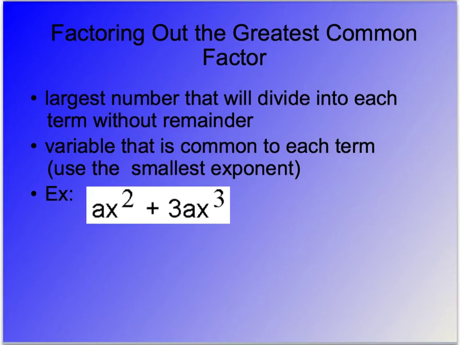So the next thing I look at is the variable part. Do they both have an a? This one has an a, and this term also has an a. And of these two a's, the lowest exponent on them is 1. They both happen to be the same. So part of our GCF is going to be a. Secondly, I look at the x. This has an x squared, this has an x cubed, so the one that I'm going to take for my greatest common factor is x squared.